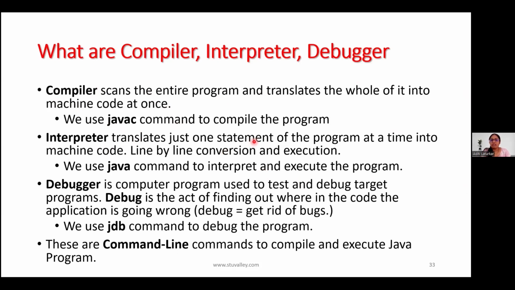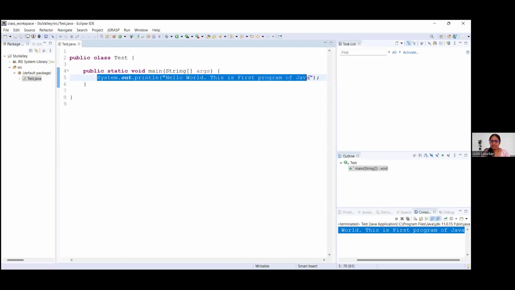The interpreter translates your program one statement at a time. Okay. It will not simply scan the entire program and translate the whole program at once. It will take one line of code, one statement at a time. Suppose this is the statement, the System.out.println statement. So this will be taken by the interpreter and then it will be converted into machine code, only that statement.